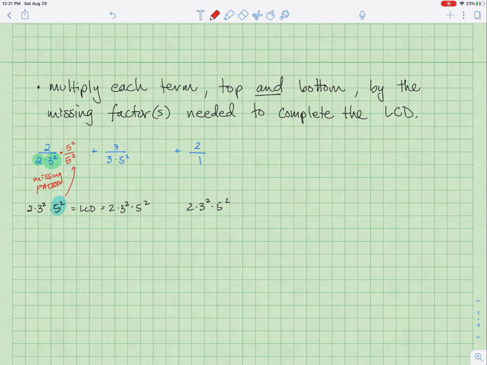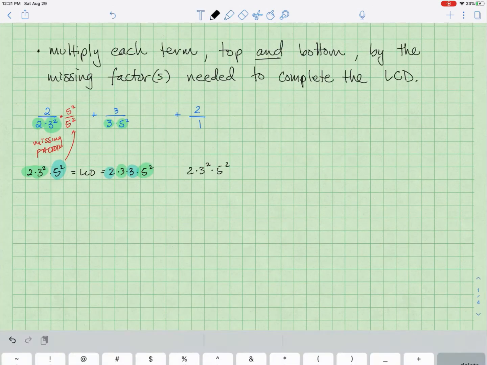In my next expression, we have a 3 and we have a 5 squared. So we have one factor of 3 and we have a 5 squared. So let's see. If I rewrite this LCD a little bit so that it's a little bit clearer to see. This is 2 times 3 times 3 times 5 squared. And I already have one factor of 3 and one factor of 5 squared. So what am I missing? I'm missing a factor of 2 and I'm missing a factor of 3.